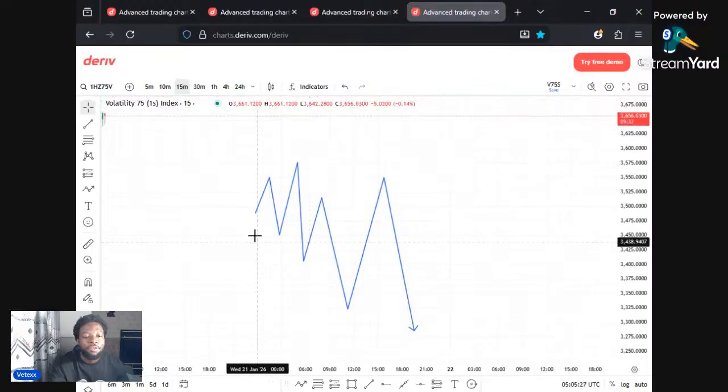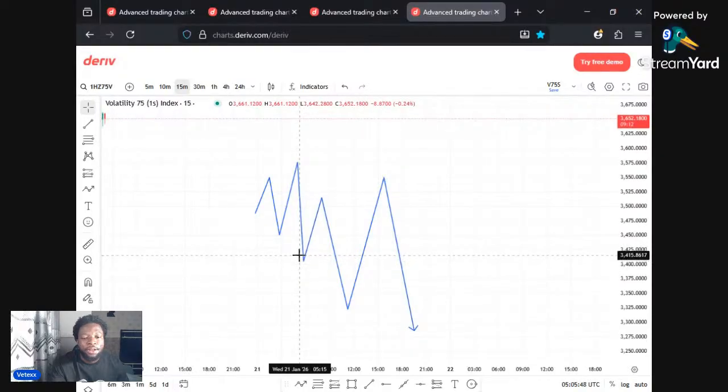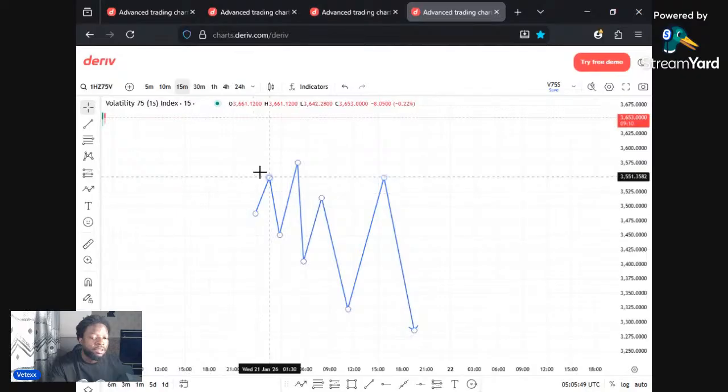Rule number one, we have our sweep of liquidity. Rule number two, we have price returning back to break the sweep, giving us our first break of structure. Rule number three, we have price giving us our protected high. Let me start all over.